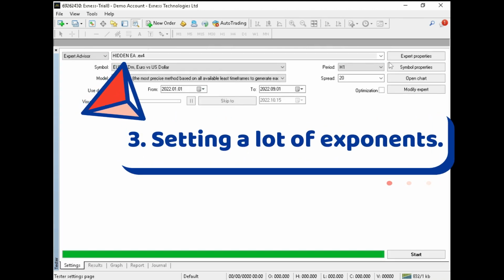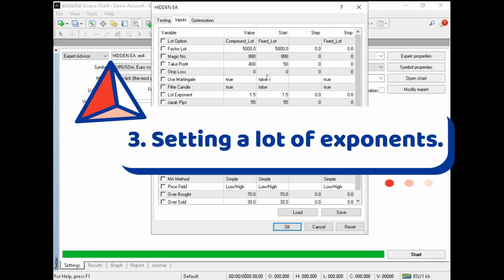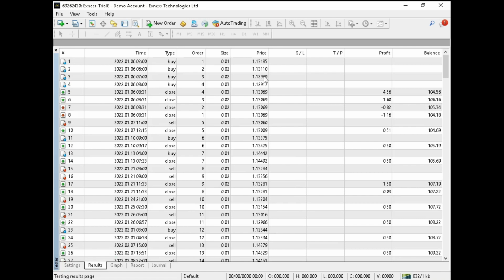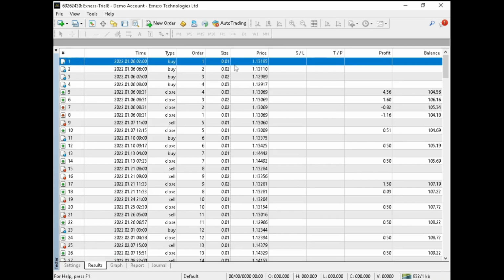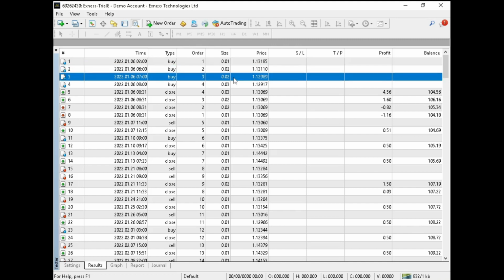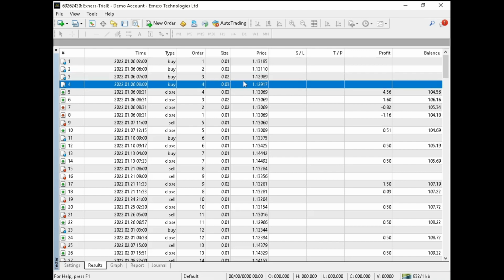3. Setting the lot exponent. To compare the results, I use the default preset first. Exponent lot by default is filled with 1.5. If take profit has not been reached, then the lot will be increased by 1.5. Because here the lot size can only be increased in multiples of decimals, the result is that the initial open position is 0.01, the second open is 0.02 and the third is 0.02 again.